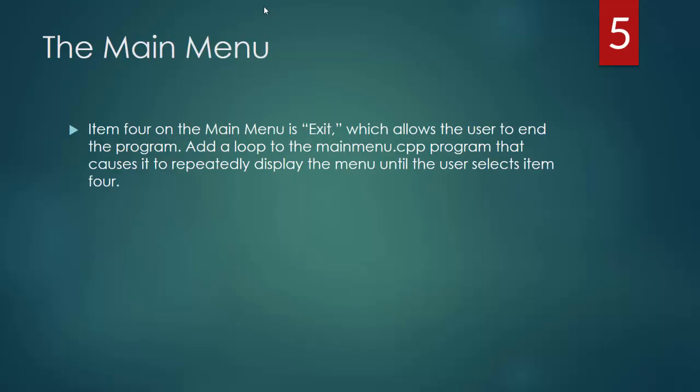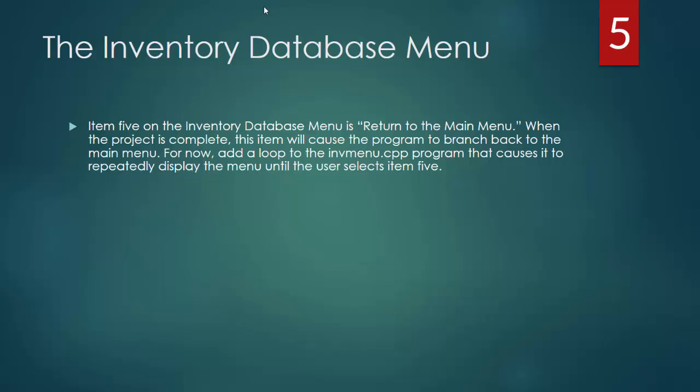In our main menu we have an exit option which exits the whole program, and we will use a while loop that guarantees the program will run until the user selects this option. Similarly, in our inventory database menu, we have an option to return to the main menu, and we will keep that menu displayed until the user decides to return to the main menu. Again, we will be using a loop to do that.